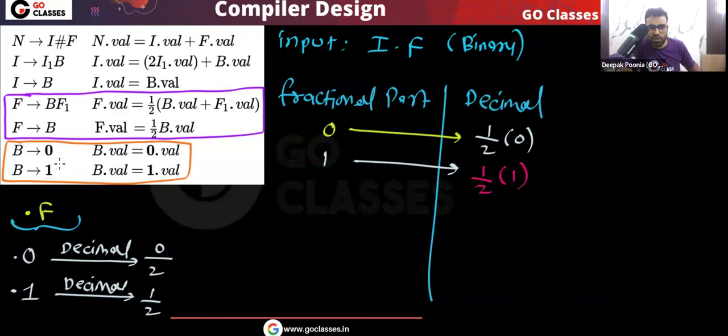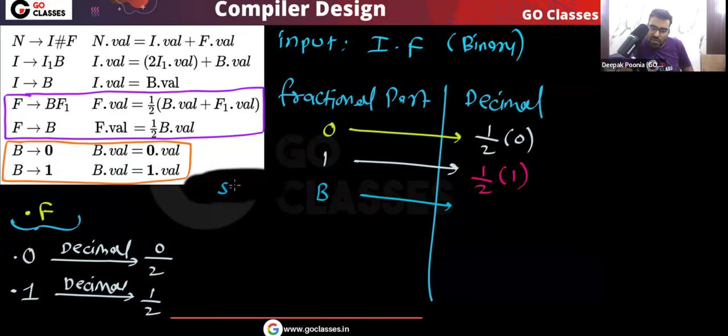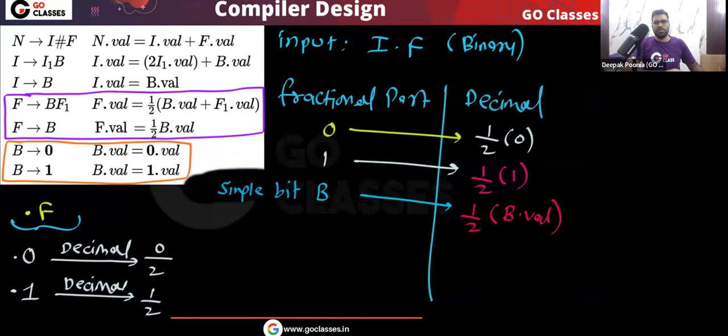F is going to be a single bit. So if the fractional part is a single bit b, here this b is the single bit, then what will be the decimal? That will be 1 by 2, whatever is b dot value. Is this clear?